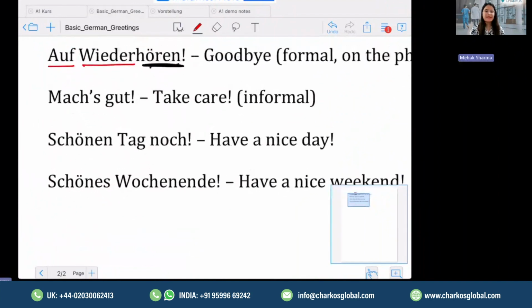Then, take care. Mach's gut. Mach. Yeah? Mach's gut. First you say the k sound from your throat. Mach. And then s. Mach's gut. Take care.